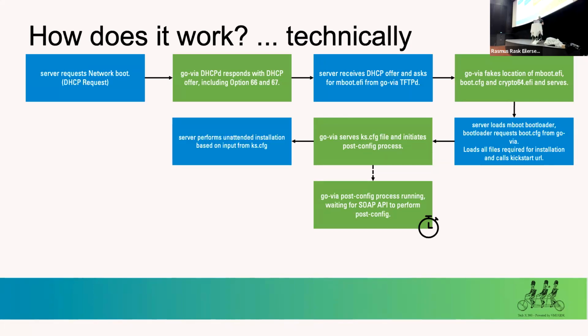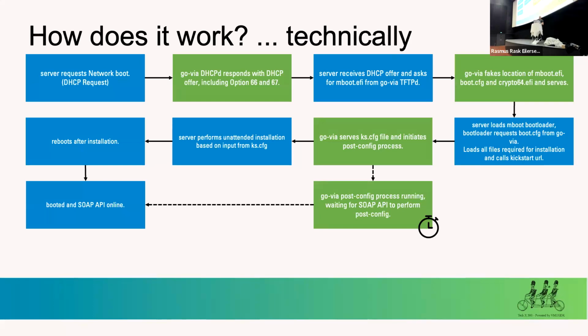So the server will then do an unattended installation based on the information that it's got from the kickstart.config. But this is sort of basic stuff like keyboard layouts, which hard drive it should be installed to, etc. So it will reboot itself after the actual installation. And then when the hypervisor has fully booted, after a few seconds, the ESXi SOAP API will start, and that's what the thread is constantly looking for. So when the thread detects that the SOAP API is up, it will start doing the configuration for DNS, NTP, etc., etc.